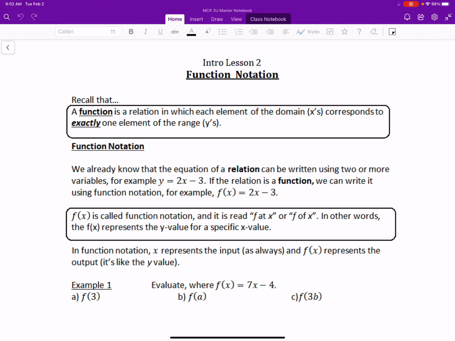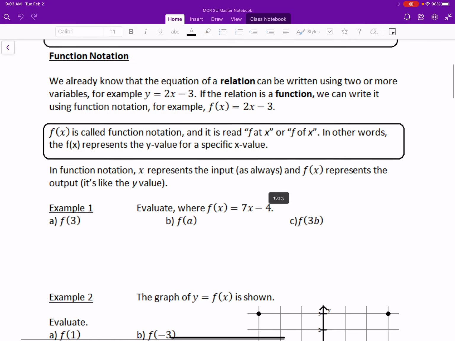In this lesson, we're going to take a look at function notation, what it is, how to use it, and basically all the things you'll need to know about it. So first of all, remember that a function is a relation. It's a special kind of relation, one in which each element of the domain corresponds to exactly one element of the range. So if you've got an x that has only one y associated with it, then it's a function. If you have an x that has more than one y, then it's not a function.